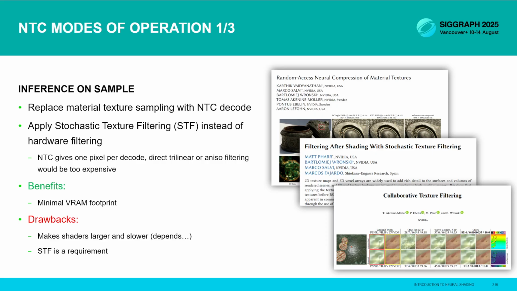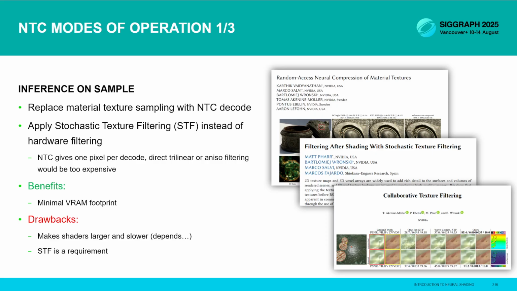On average and over time, such samples integrate into the correctly filtered texture. On the right of the slides, I'm showing a few important papers on the topic of stochastic texture filtering. The benefit of inference+sample is obvious. We get much lower video memory usage for textures than with BC. But the drawbacks are also significant.